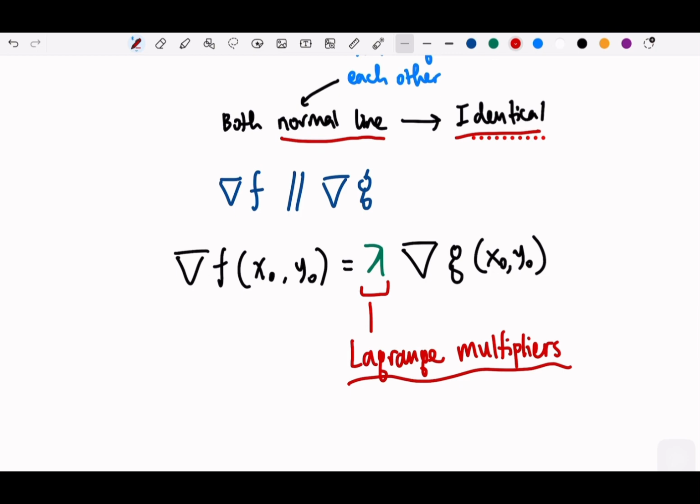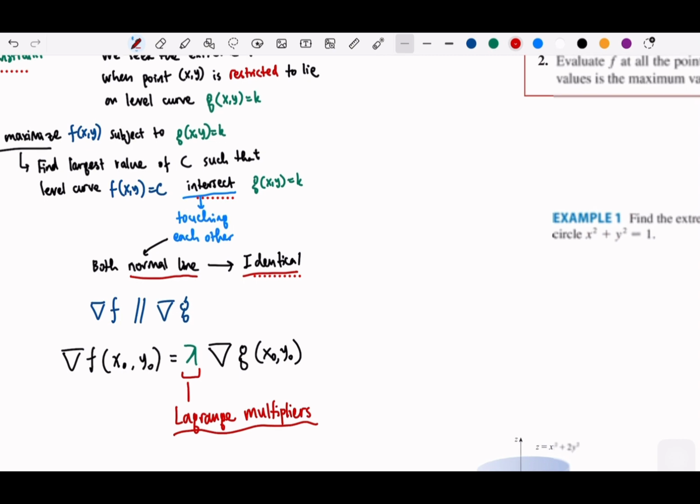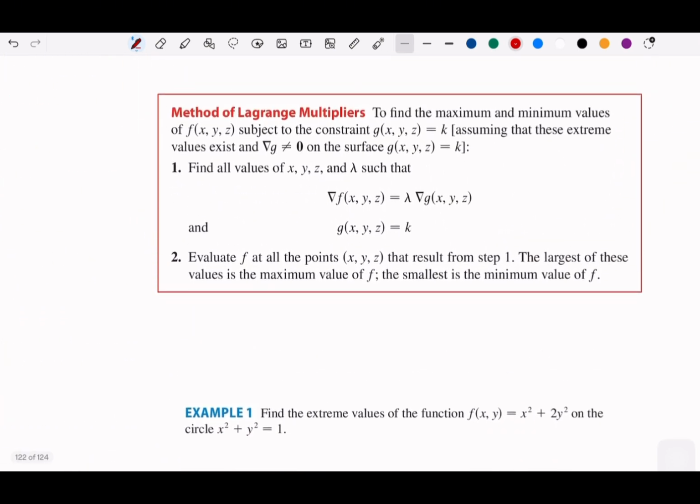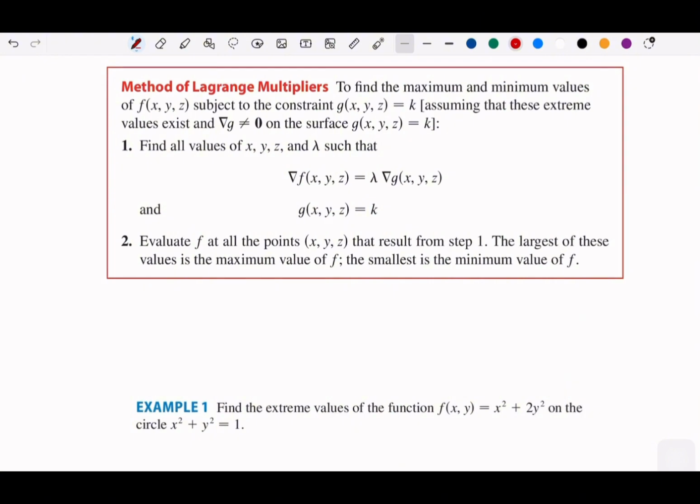Okay, in practice, how to use this method? Maybe if you want to write here, this is the more official statement. So to find max or min values subject to the constraint, the level curve g, assuming that the value exists, that's our assumption, and the del g is not 0.